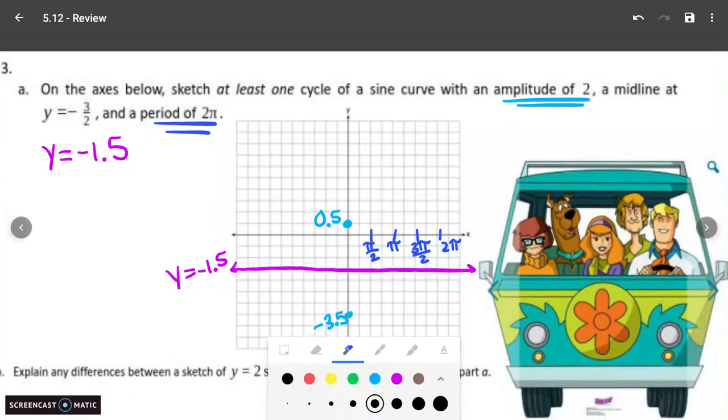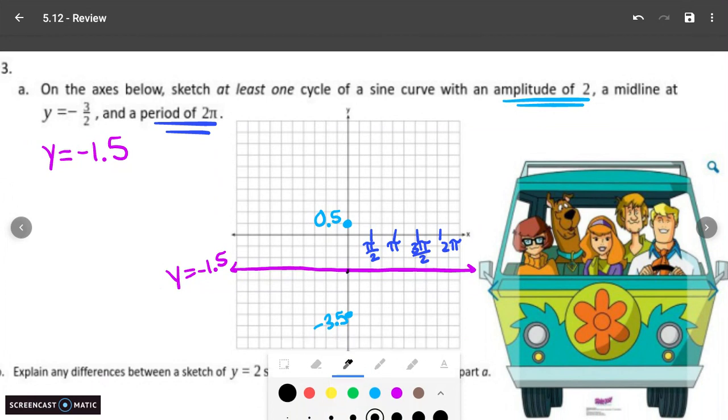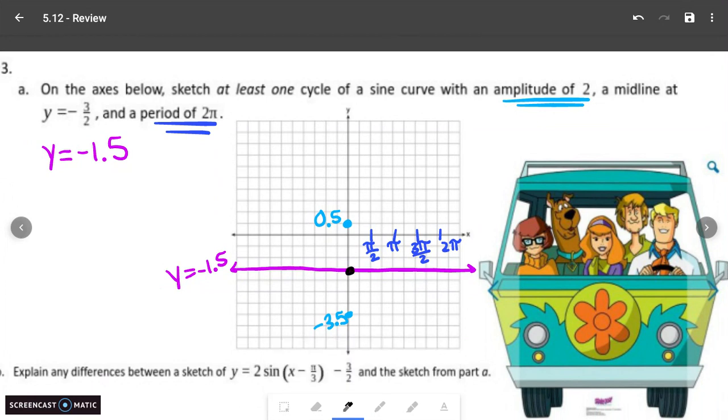Now, with sine, it always starts on the midline. It doesn't say whether the amplitude was in a negative or positive direction, so you really could have gone either way here. If you go up and then down, that's fine. You could have also gone down then up, and that also would have been fine. We're going to have an S-curve that looks something like this.